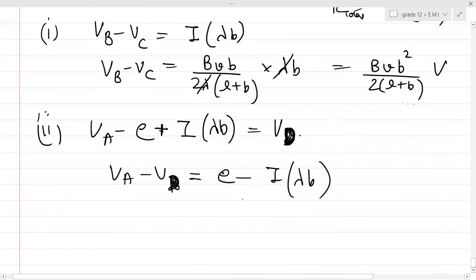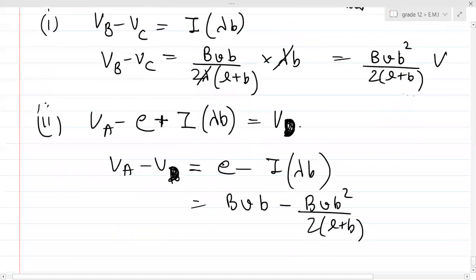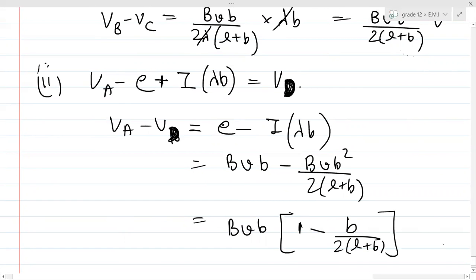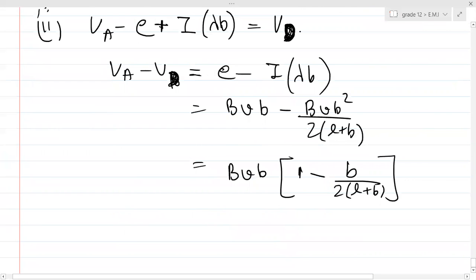E minus I into lambda B is basically E minus E B square upon twice of L plus B. So I think you are able to solve this as well. E will be common: 1 minus B upon twice of L plus B. I think you people will be able to solve it. Is it clear?